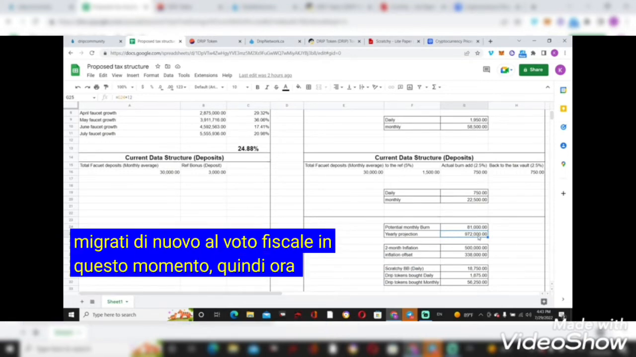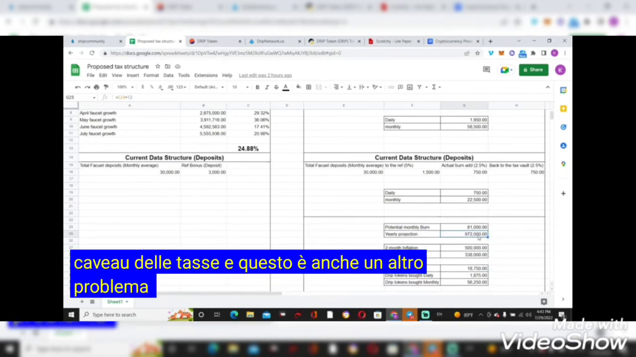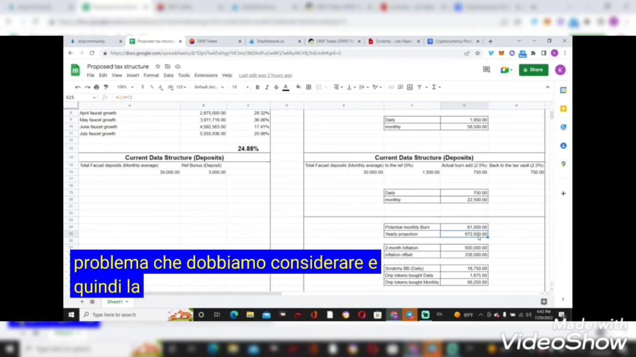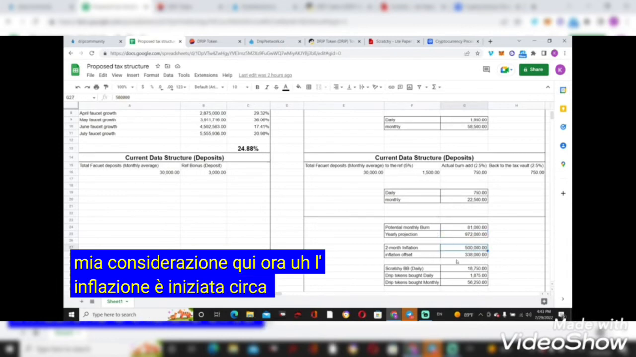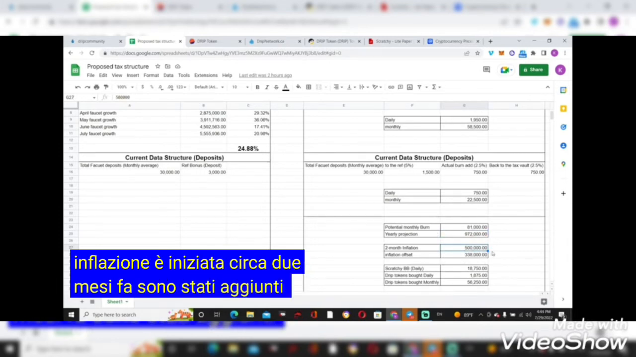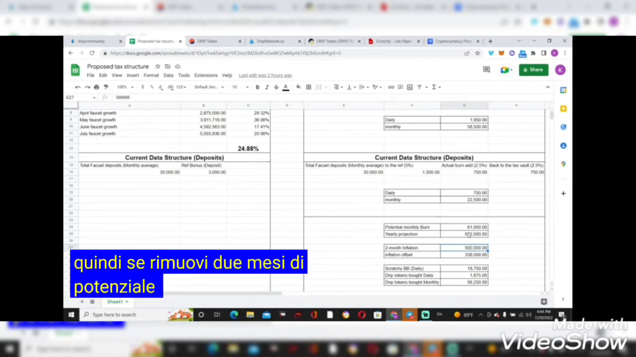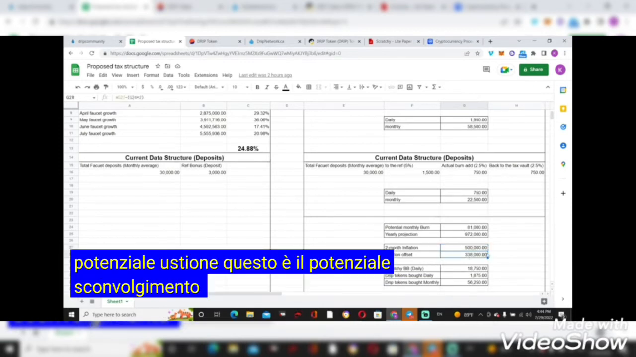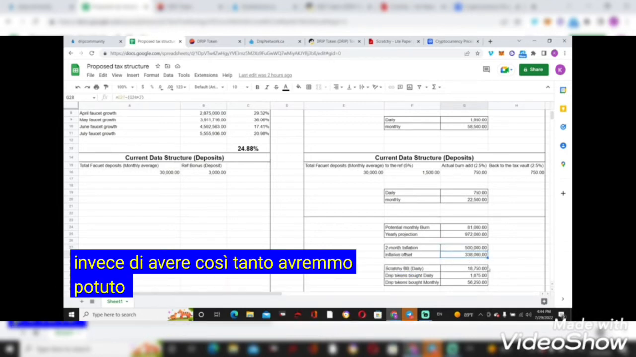So now we have less potential drip into the tax vault, and that's also another problem that we need to consider, and hence my consideration right here. Now, inflation started approximately 2 months ago. About 500k tokens have been added. So if you remove 2 months worth of potential burn, that is the potential offset that could happen. So instead of having that much, we could have minted that much.